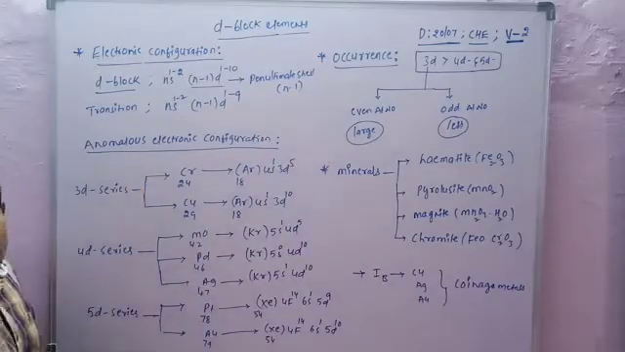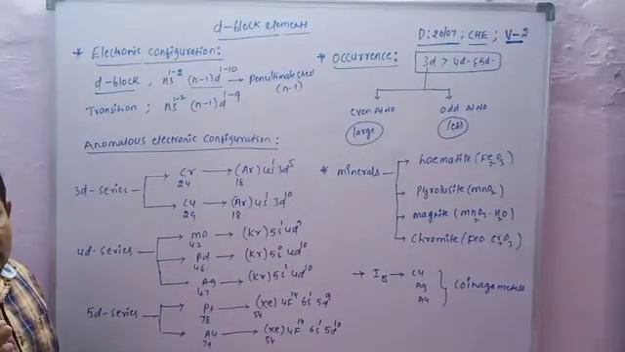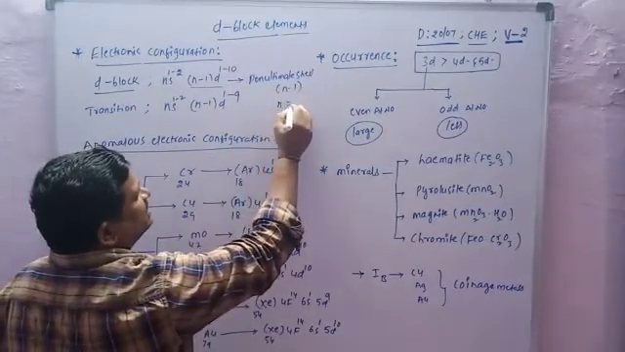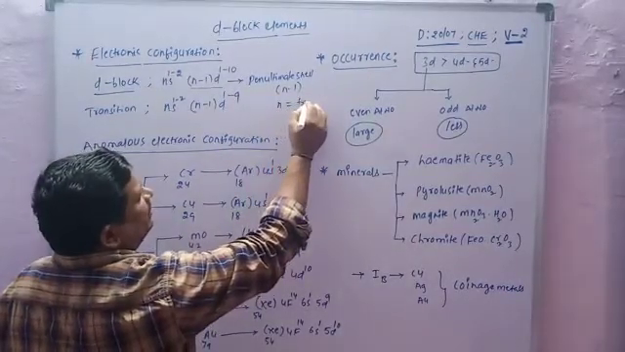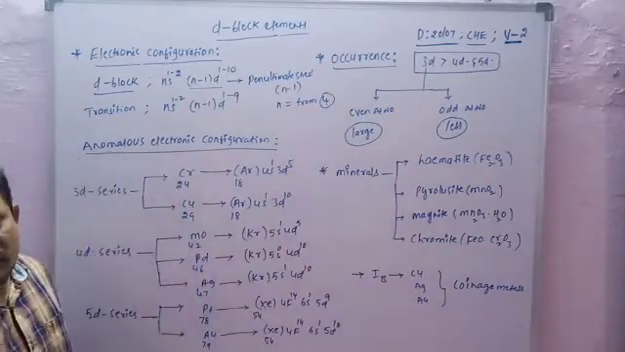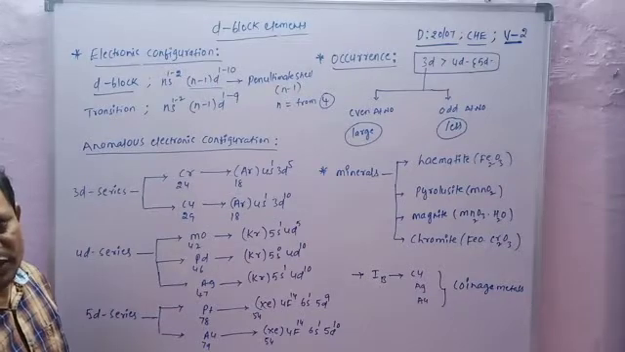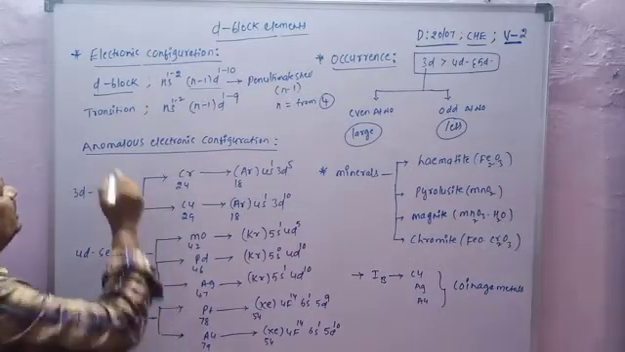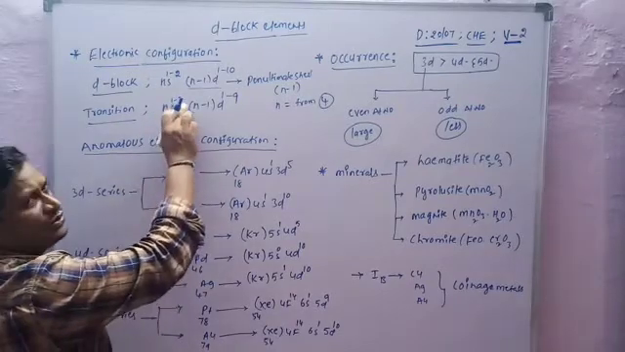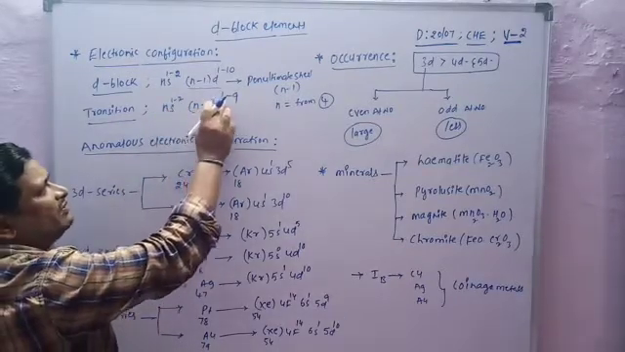Actually, for d-block elements, the n values start from 4. For n value 4 it is 3d, for n value 5 it is 4d, like that. Now, the transition elements' general electronic configuration is ns1-2, (n-1)d1 to 9.